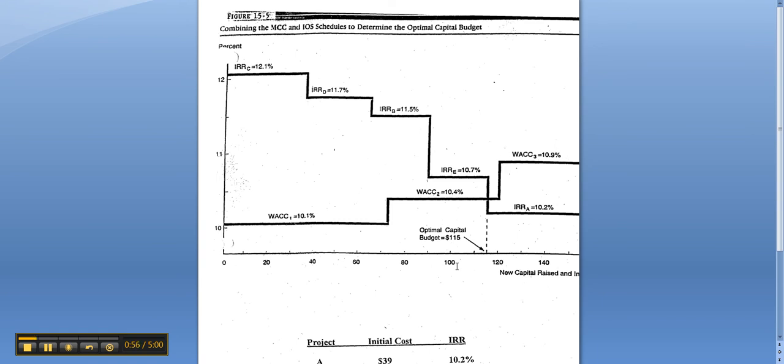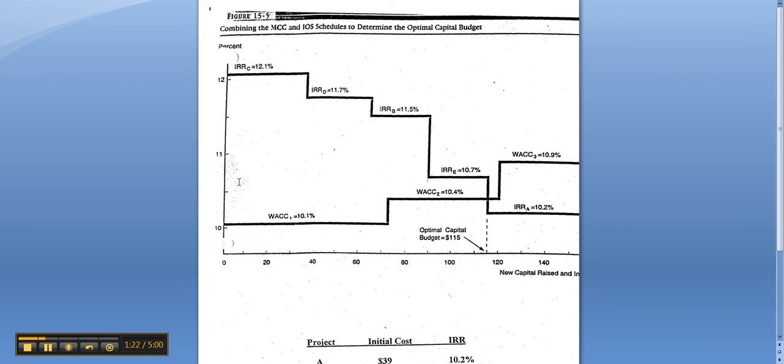So along here we have dollar amounts, new capital raised and invested is what that's supposed to say. And along here we have our percentages, whether it's our WACC percentage or our IRR percentage. And then against that, on the same graph, you graph your projects. You always start with the highest IRR first. We want to maximize this area, so we start with the highest IRR project first.